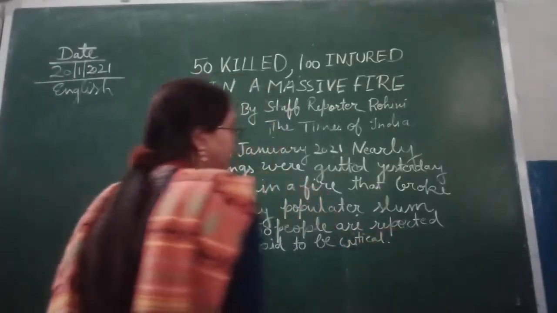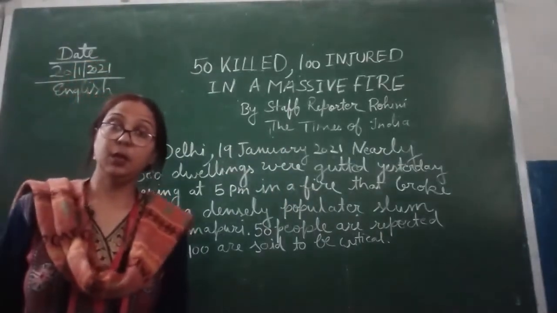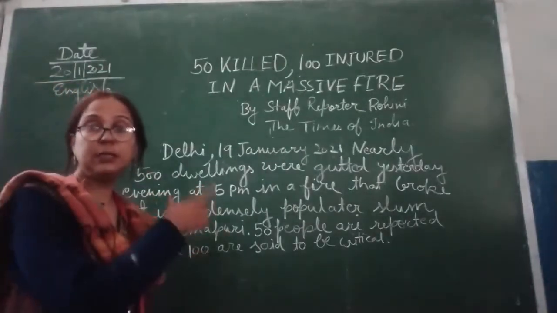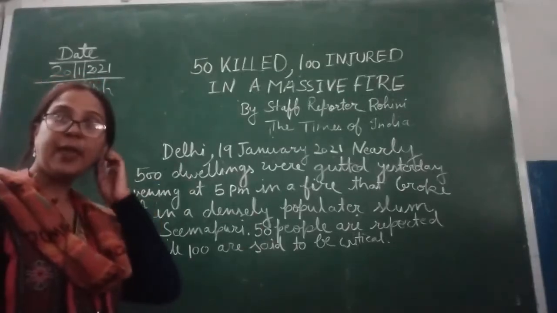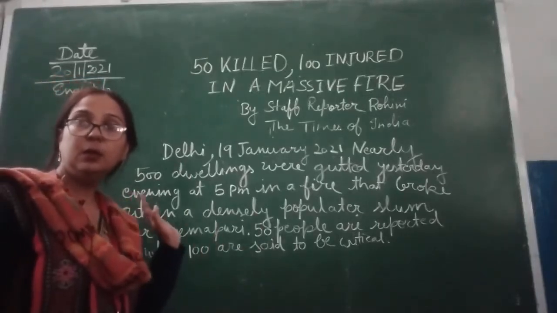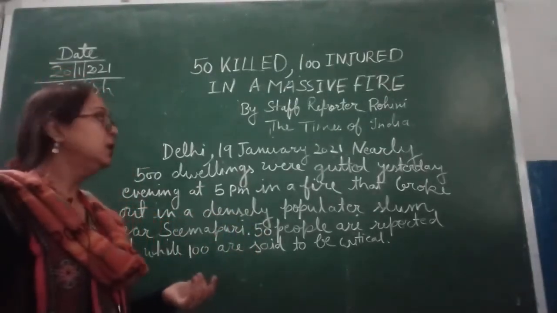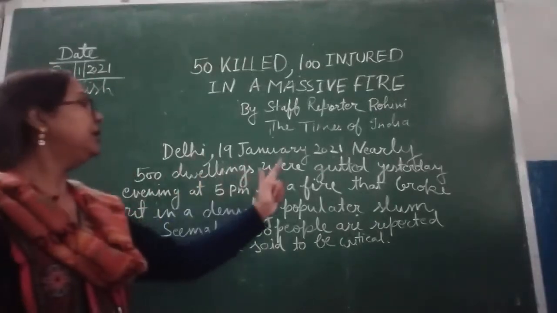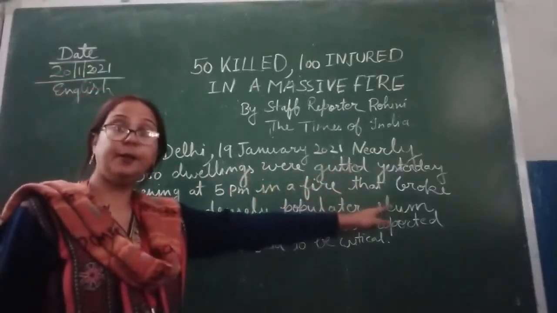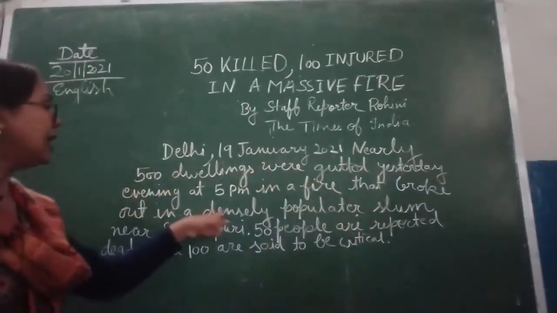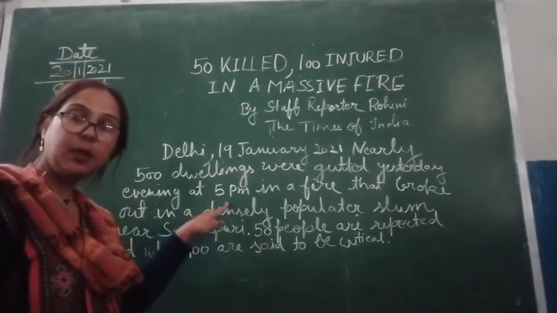Now children, one sort of writing we have completed. Now here you can say you have mentioned all the things in the first part of your writing. It means you have given the facts, whatever you have gained from nearby people. So here you can see Delhi, 19 January 2021, nearly 500 dwellings were gutted yesterday evening at 5 p.m. You have mentioned the time also, it is correct.